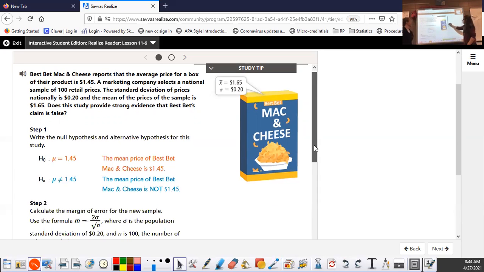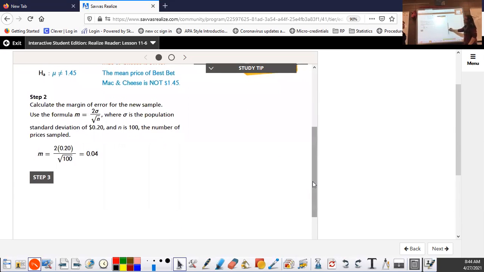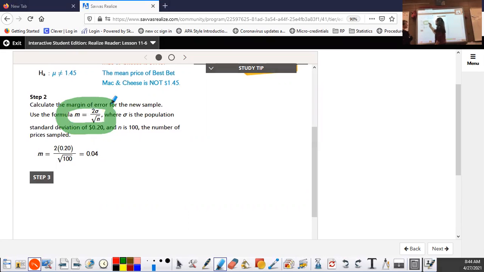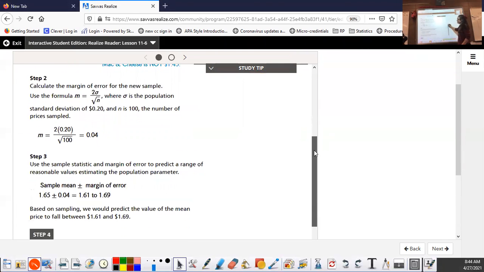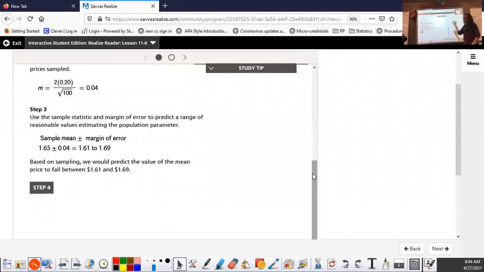Now we're going to calculate the margin of error, because there's a little wiggle room. It depends on the size of your study and how tight your standard deviation is. So here's our formula that we worked on in 11.5. We put in our standard deviation that we were given, and our 100 that we were given. This was a quantitative thing because we had actual numerical prices. And we find that it should vary by about 4 cents plus or minus.